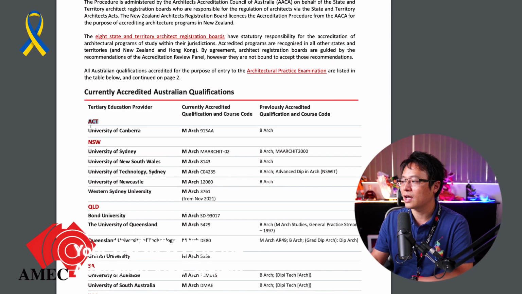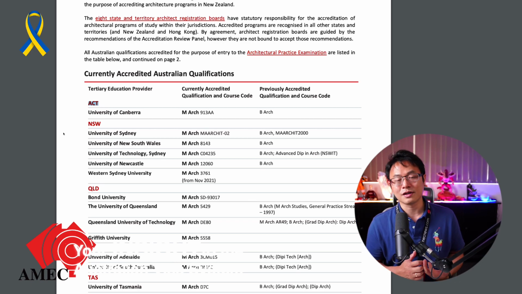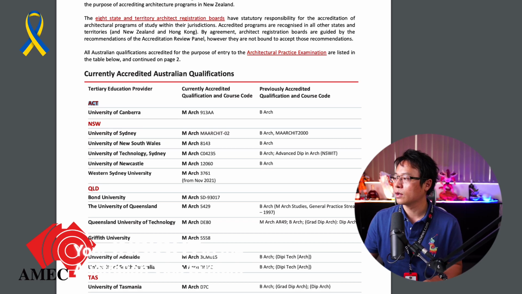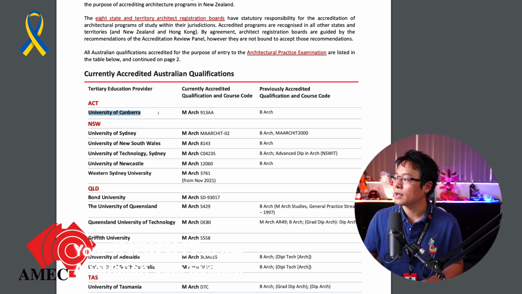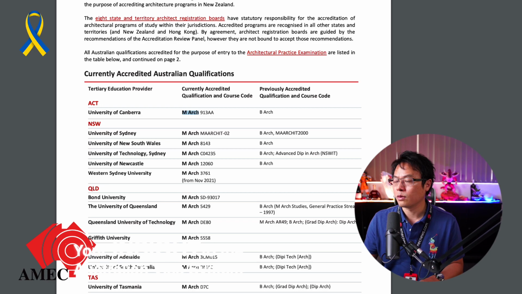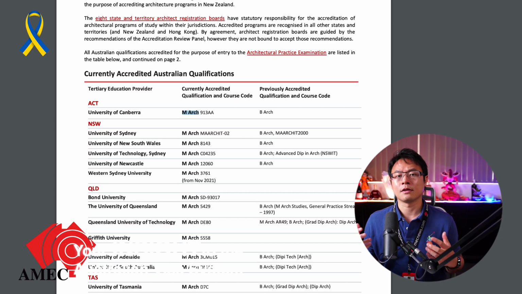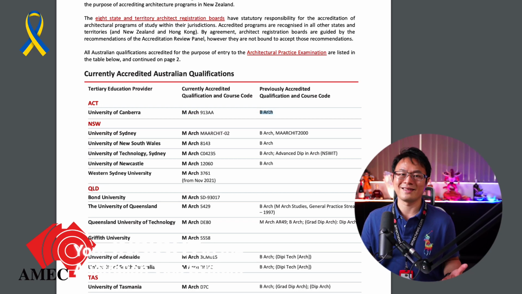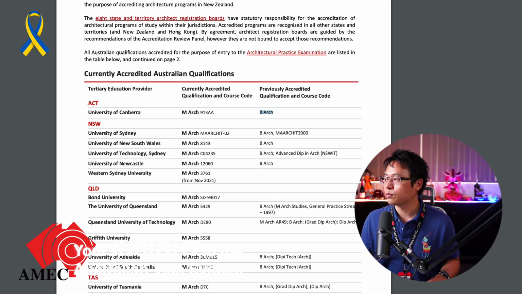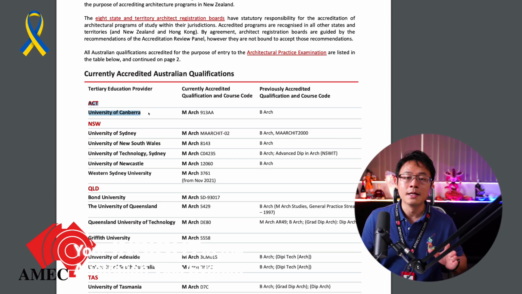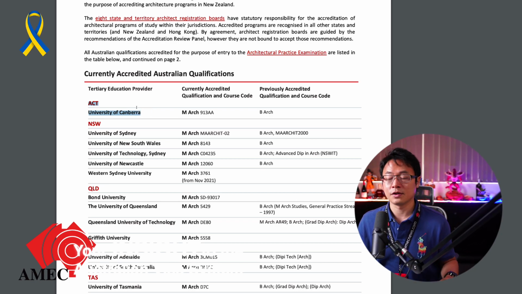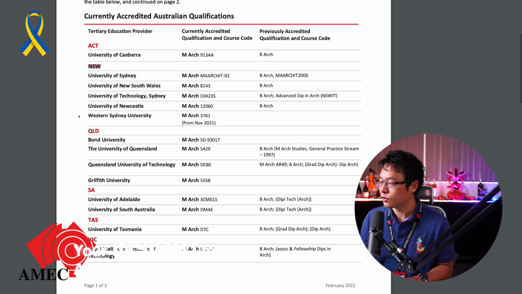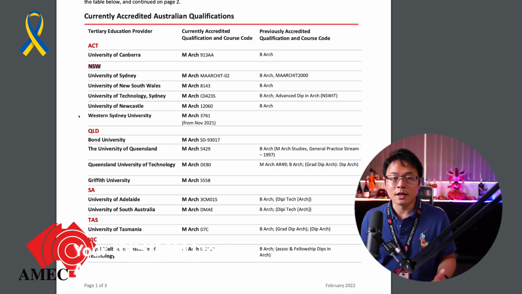So ACT in Canberra. It's interesting that the Australian National University is not actually offering architectural courses, but if you want to go to the University of Canberra, make sure you get into the MArch. What does that mean? That means Master of Architecture. The previous accredited course was a Bachelor of Architecture. So the only option you can have in Canberra will be the University of Canberra. Now, New South Wales does have a variety of universities offering a way to become an architect.